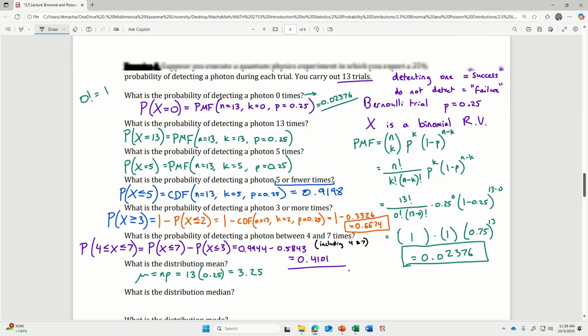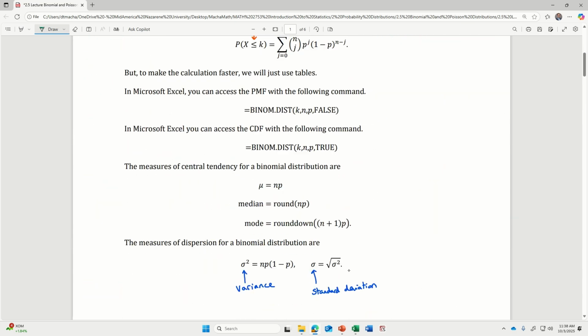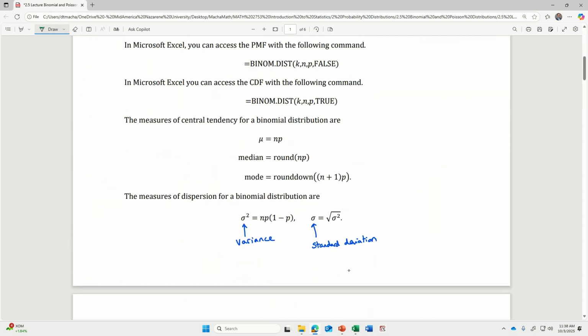That's when we take n times p and we round it. So 3.25 rounded is going to be 3.